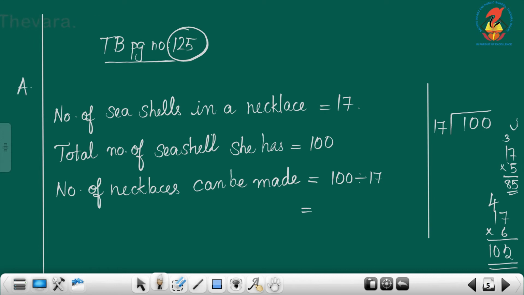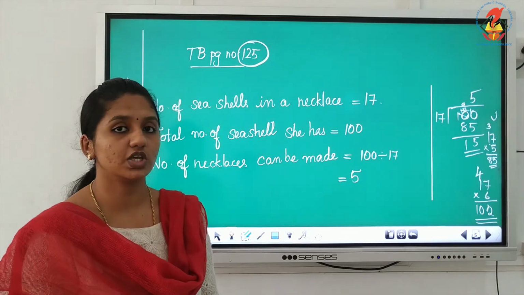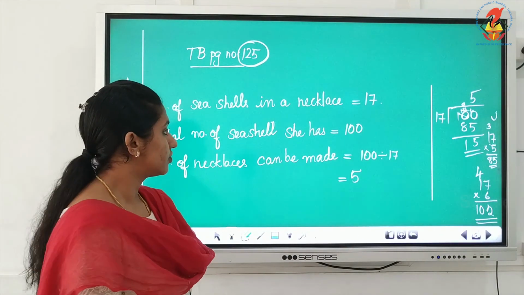So we can choose that 5. 5 times it's 85. Then we can subtract. 100 minus 85 is 15. How many necklaces can be made? So 5. So she needs 2 more shells to make another one. Okay, so 5 only. Okay.